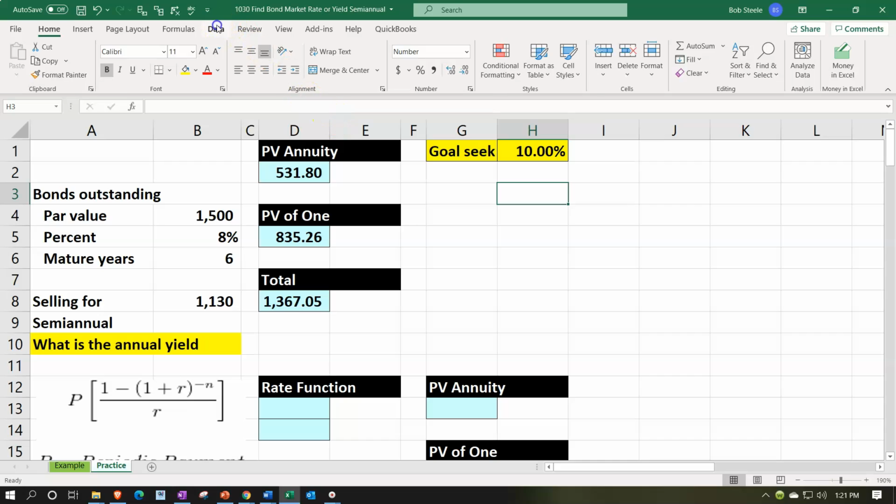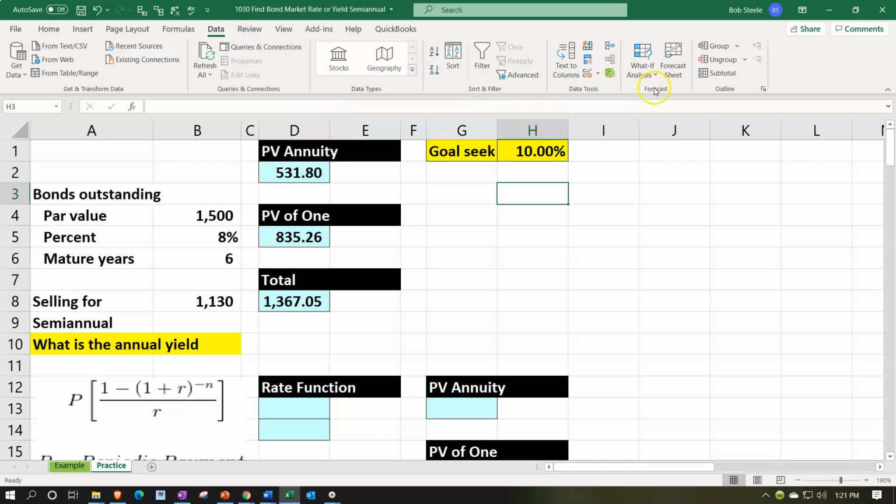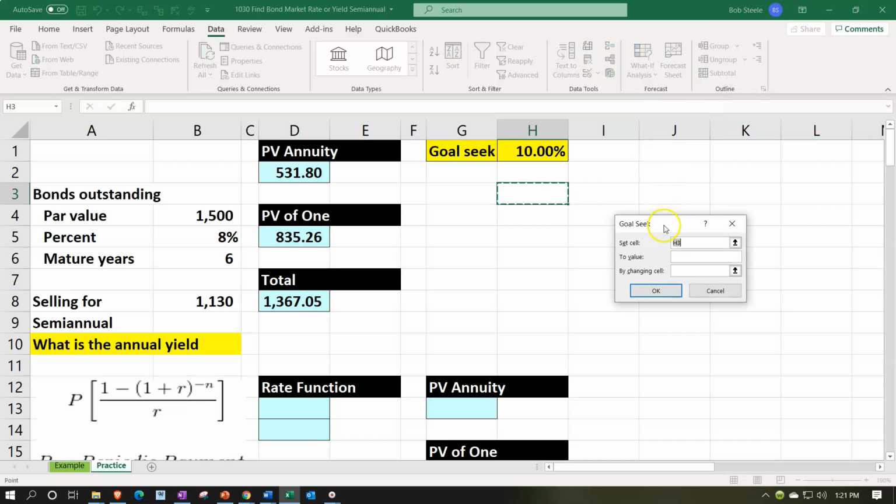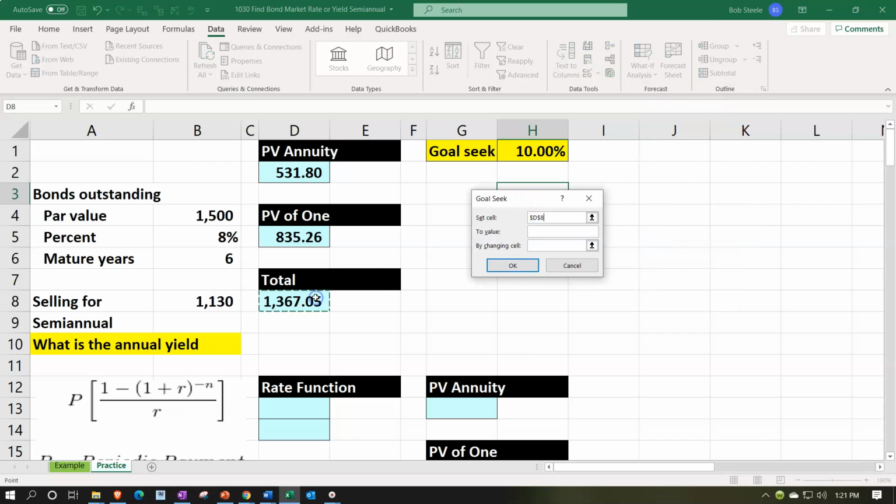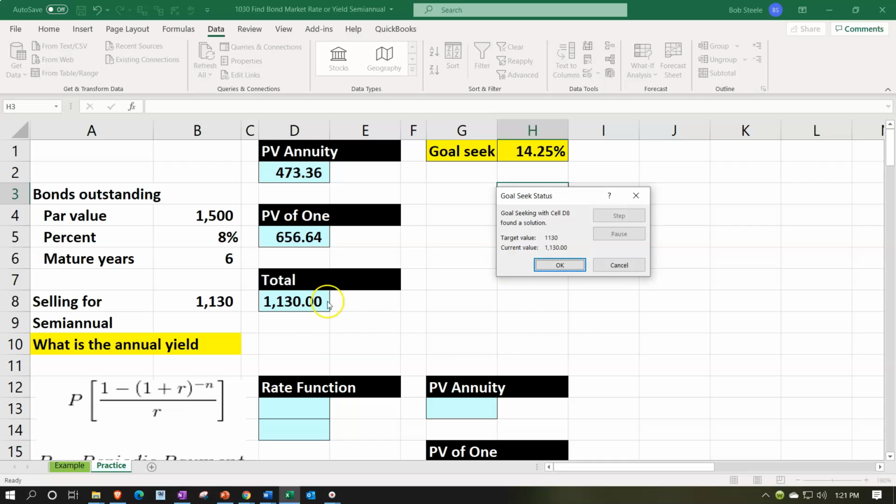So we're then going to go to the Data tab. We're going to go to the Forecast section, the What-If Analysis, and Goal Seek. We're going to be taking this cell. We want to make that cell be what we want it to be, which is the 1,130, because that's the answer. And then we want to do that by changing this cell, the rate. Then we're going to say OK. And then it picks it up. So there it is, 1,130.